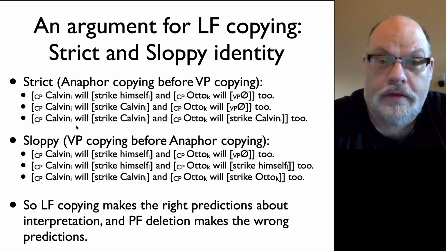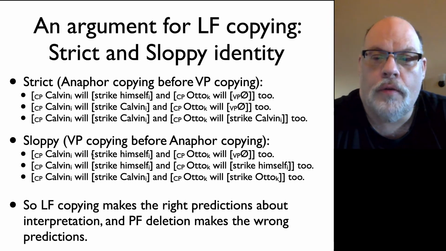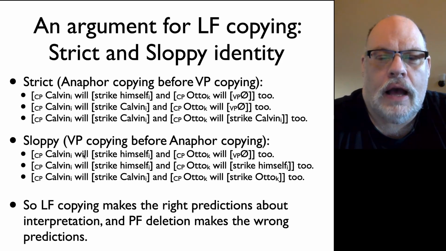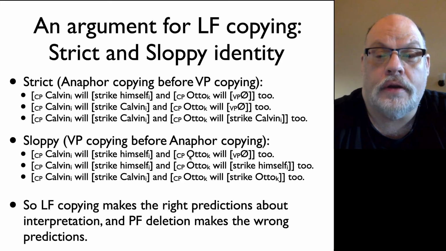But we can also get the sloppy interpretation. All we do is reverse the order of the operations. So if what we do is we take Calvin will strike himself and Otto will too, and we first copy the verb phrase. So we're going to replace this null verb phrase with a copy of this verb phrase. So we get Calvin will strike himself and Otto will strike himself.